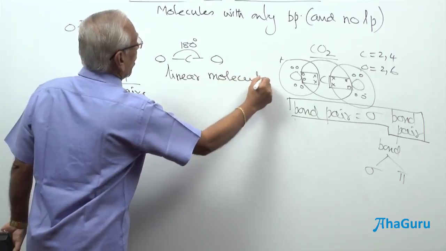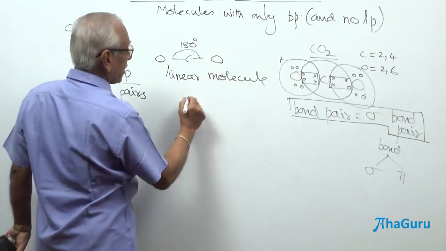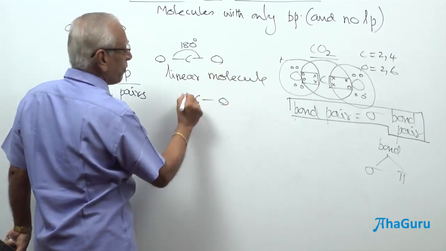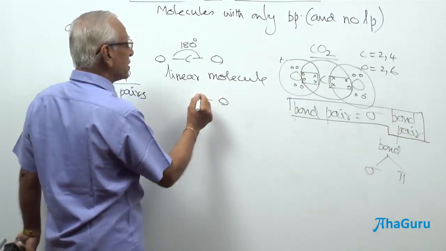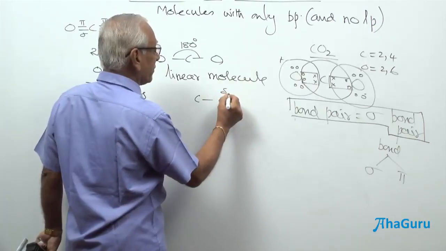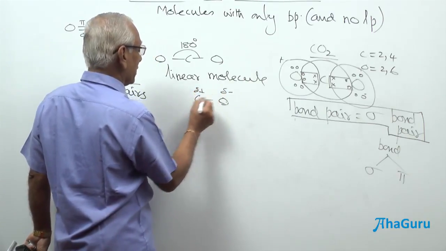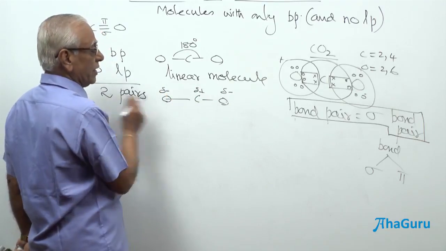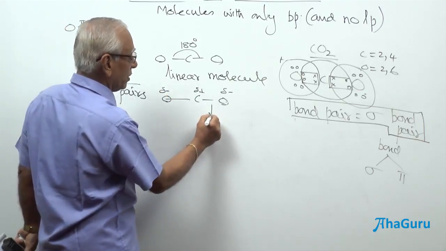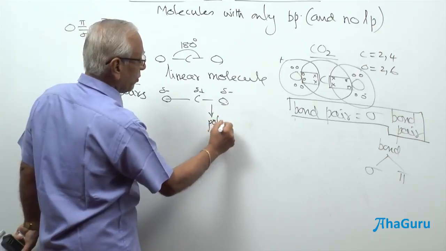And definitely we have already studied that the carbon oxygen is a polar bond. The electrons are going to be drawn more towards the oxygen atom. You have delta minus here and delta plus. Similarly, this oxygen atom is going to withdraw the electron. Each bond is a polar bond.